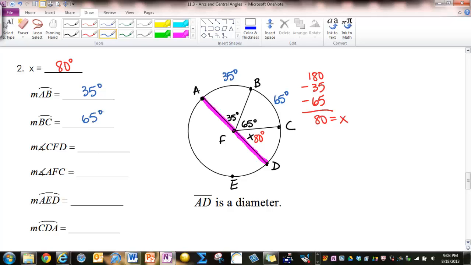The next thing is arc CD is going to have measure 80 degrees because its central angle has measure 80 degrees. Now they don't ask for this on the answer blanks, so I'm going to move on. The next is the measure of angle CFD. Now erasing this diameter for a moment, the measure of angle CFD, as you can see there in the yellow angle, we found as 80 degrees.